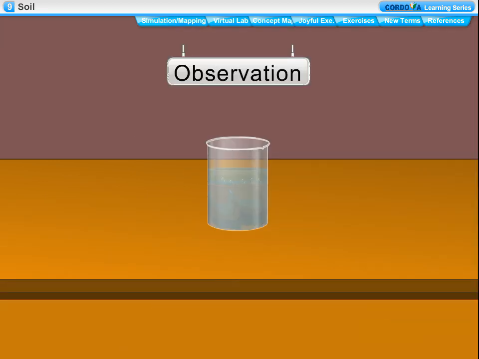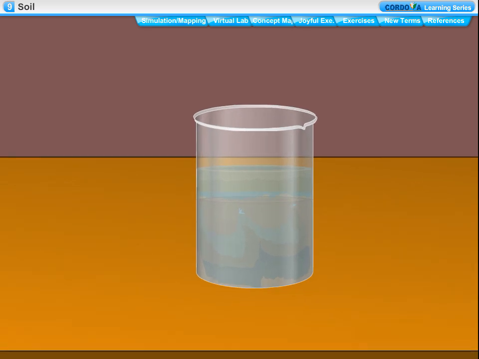Observation: we will see the bubbles coming out of the soil. These bubbles are of the air which was present in the spaces between the soil particles. Actually, when we stir the soil with water, then water enters the spaces between the soil.